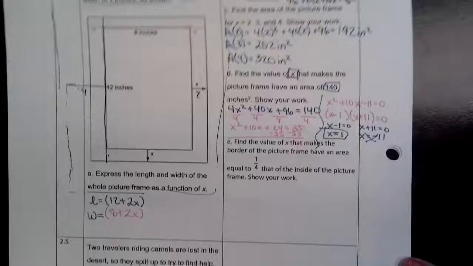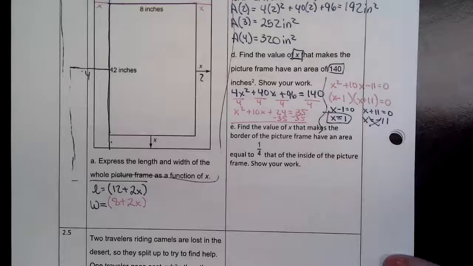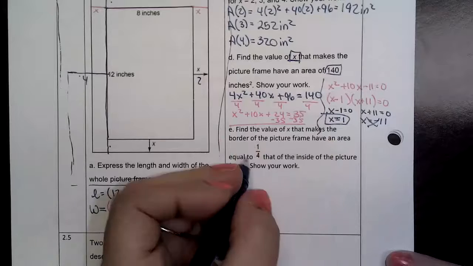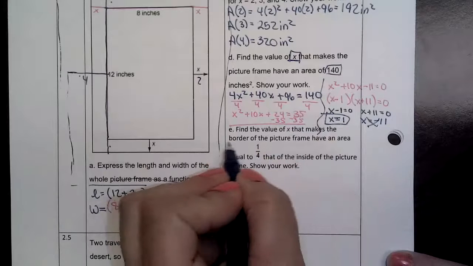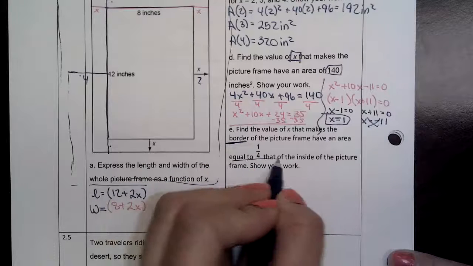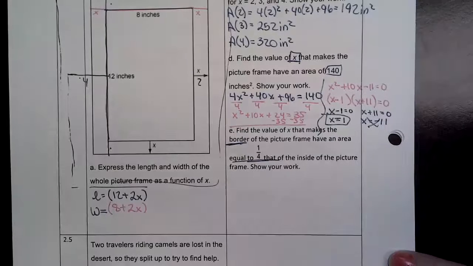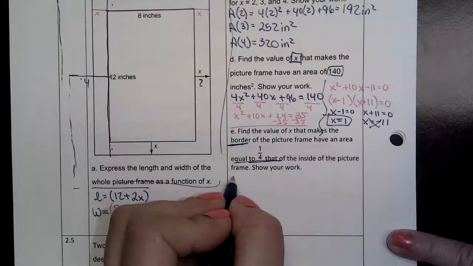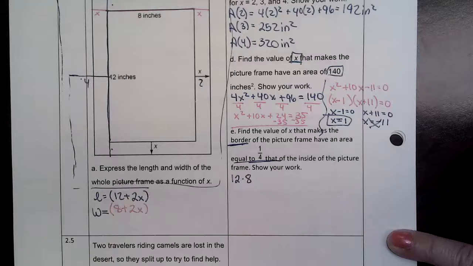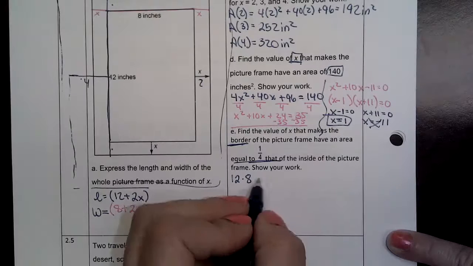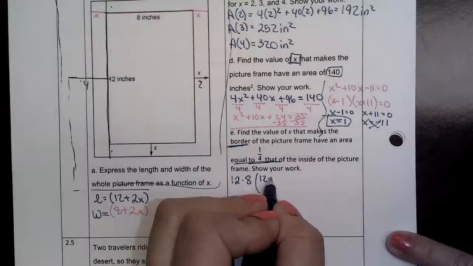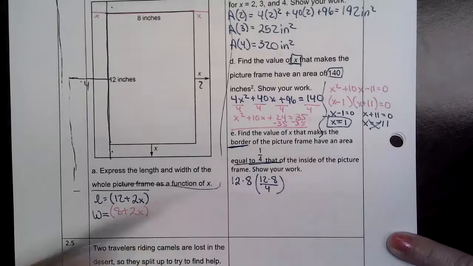Now let's take a look at the last part. It says, find the value of x that makes the border of the picture frame have an area equal to 1/4 that of the inside of the picture frame. Well, we know that the area of the inside of the picture frame is 12 times 8. We want an x value that makes the border 1/4 of that size.